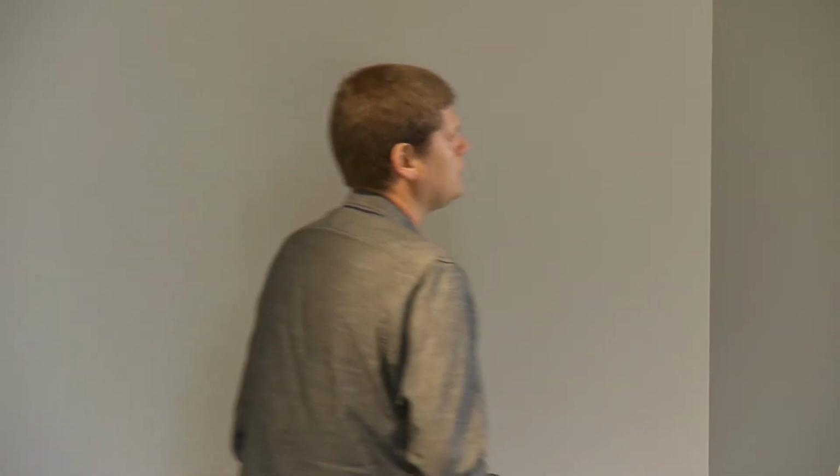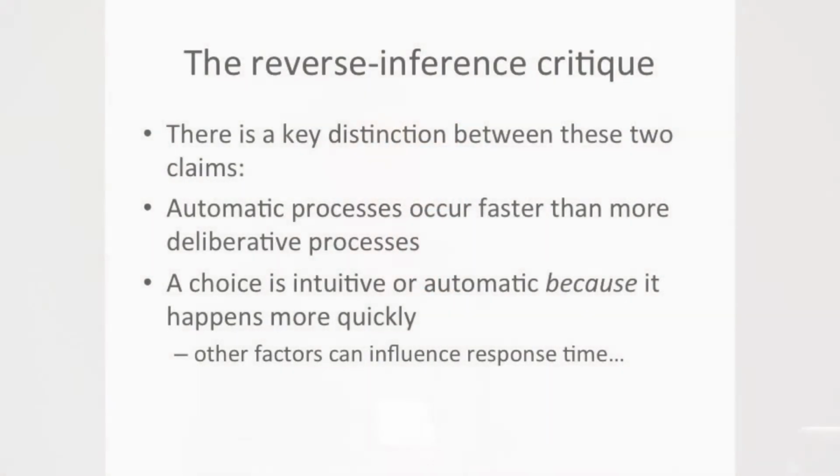I've actually borrowed this term from the neuroimaging literature. And the critique goes as follows. There's a key distinction between two claims. The first claim is forward inference, which says, given that we know this is an automatic process, it should occur faster than a deliberative process. That's fine. The reverse inference is to say that because a choice happens more quickly, it is intuitive or automatic. Right? And the problem is that other factors can influence response time, not just intuition or deliberation.